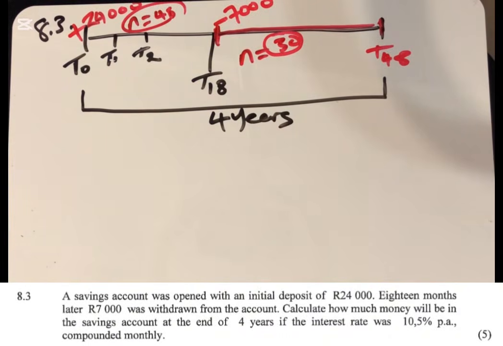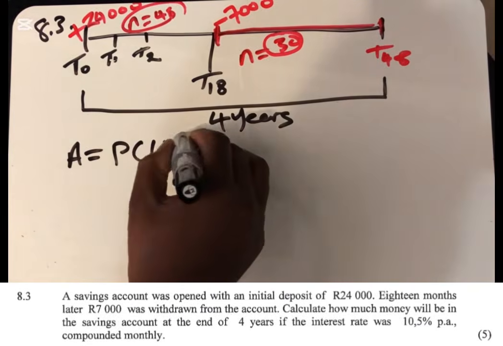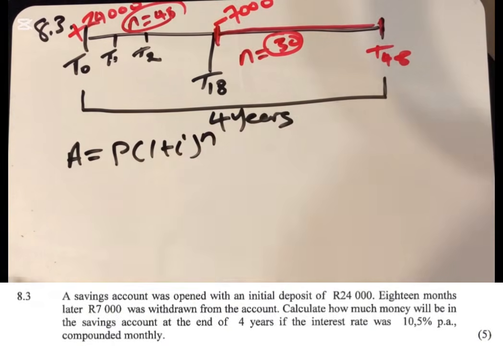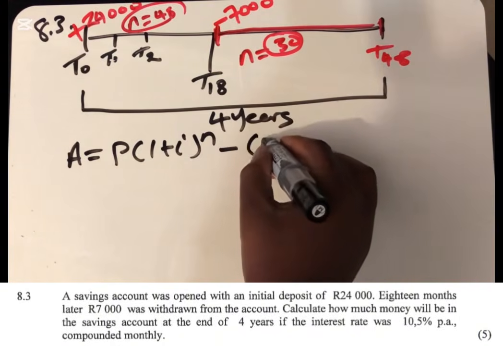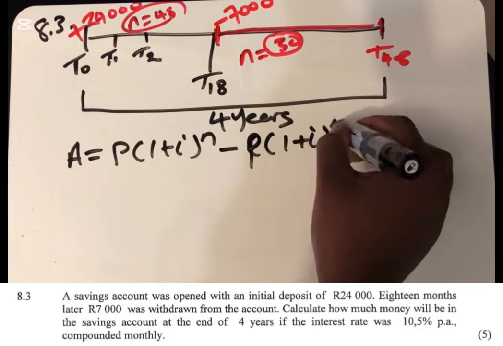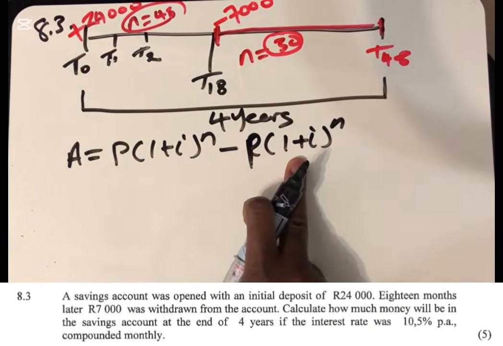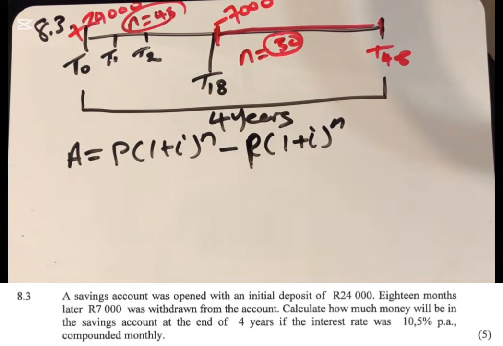Now, when you withdraw money, we know that we are going to use minus. And because of the word compounded, we know that we are going to use compound interest. So A is going to be P(1 plus i) to the power N, minus P(1 plus i) to the power N. This one is the first deposit, this one is the withdrawal. Don't forget, we have the deposit and the withdrawal.